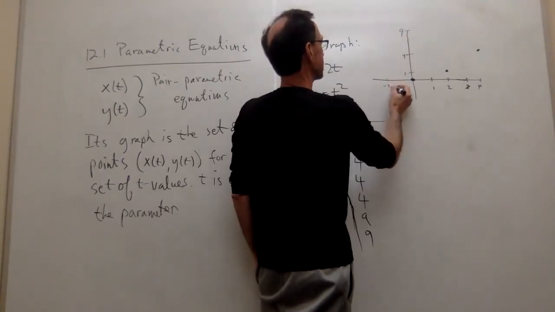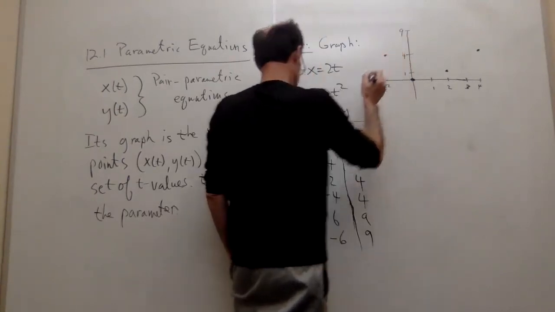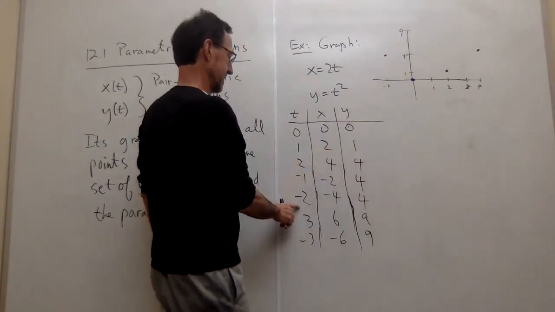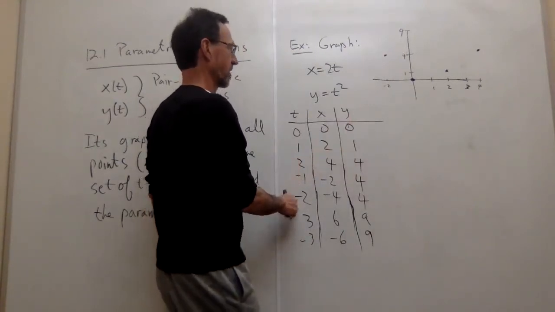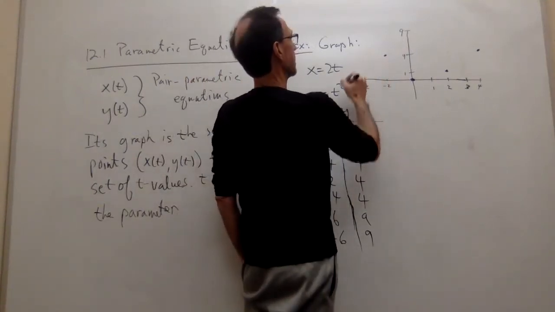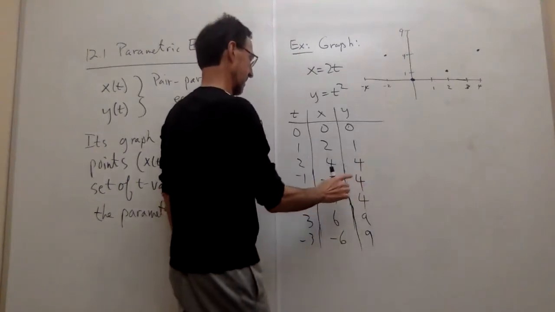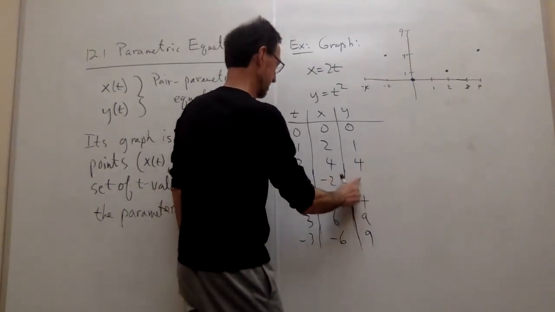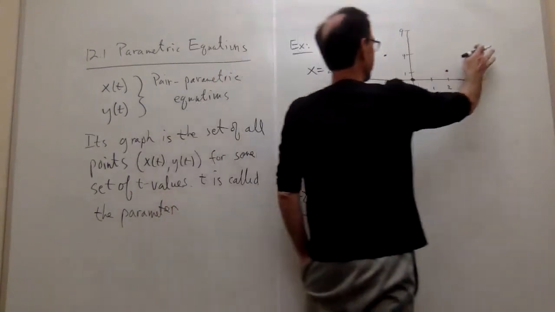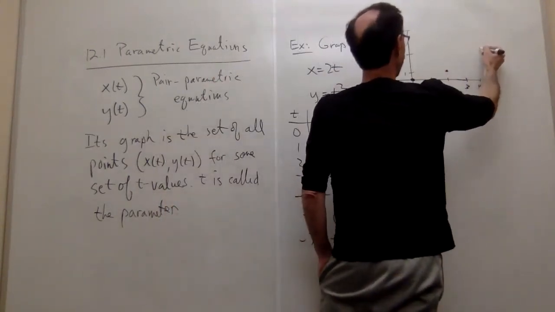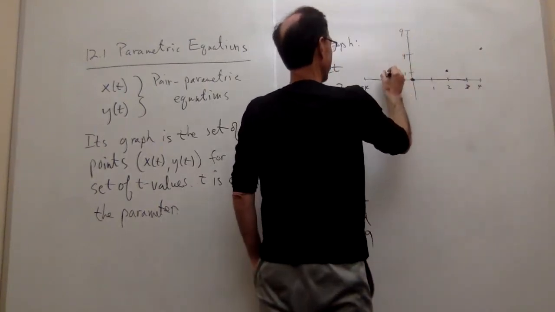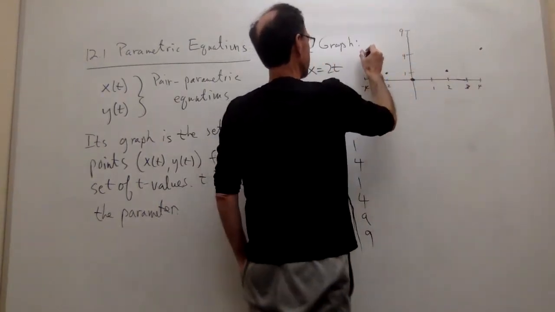So maybe that's about right there. When t equals -2, (-4, 4). Oh, I believe this calculation is wrong. When t equals -1, y is 1. Let's fix that and then drop this one down. This one. At -4, we're back up to 4.